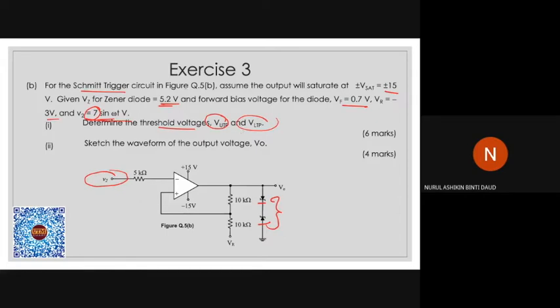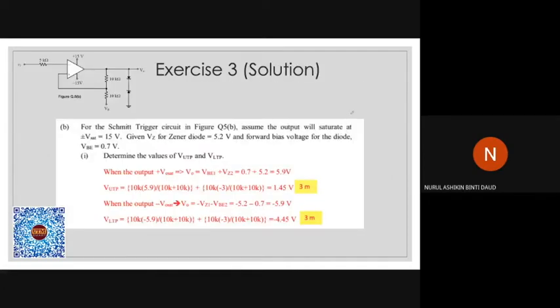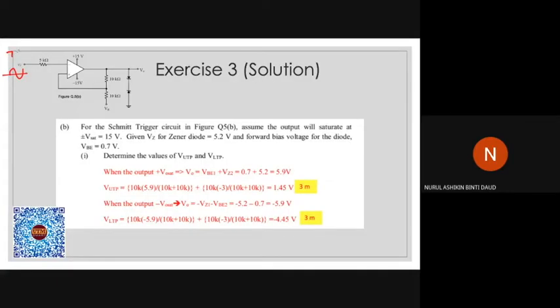I think this one is a very straightforward question, so easily you can get 6 marks. For the Schmitt trigger circuit, you need to know the input here is 7 sine omega t.